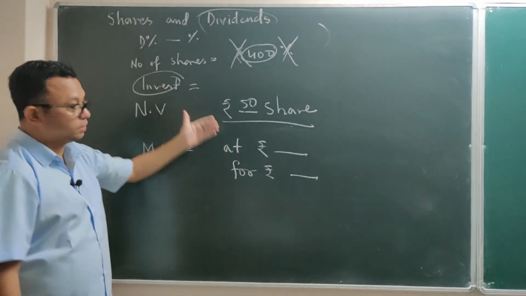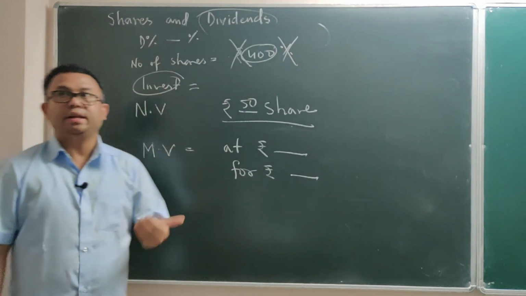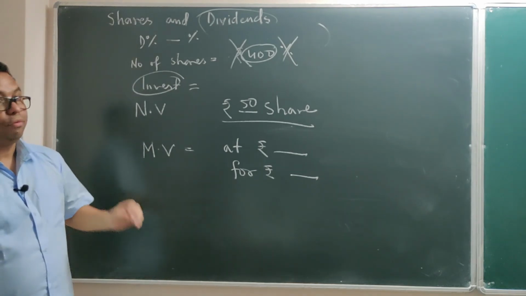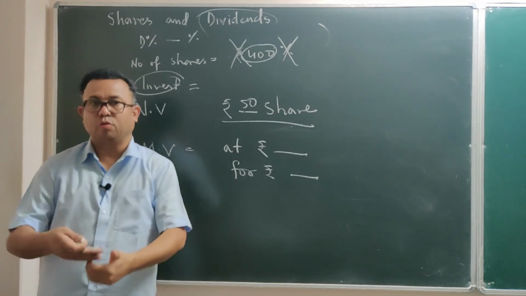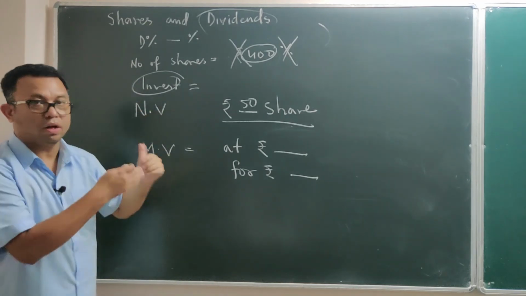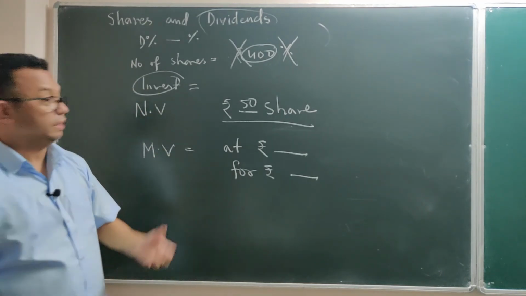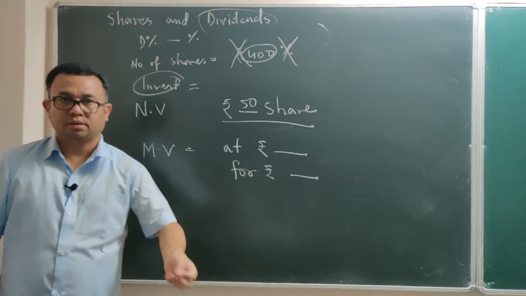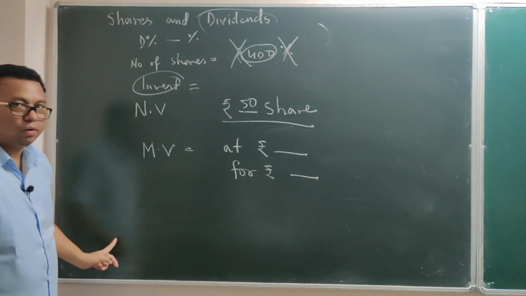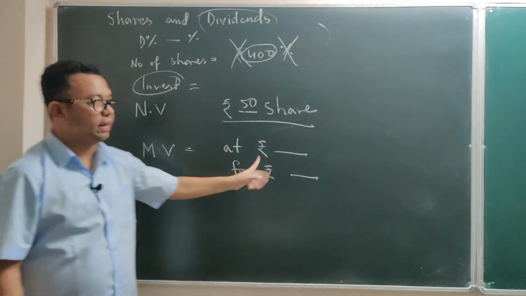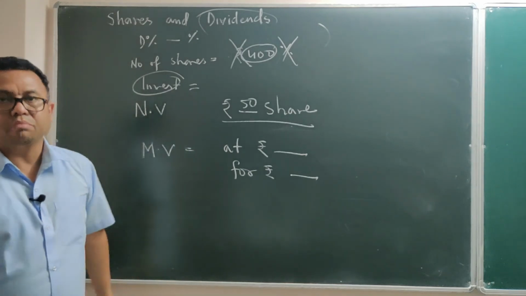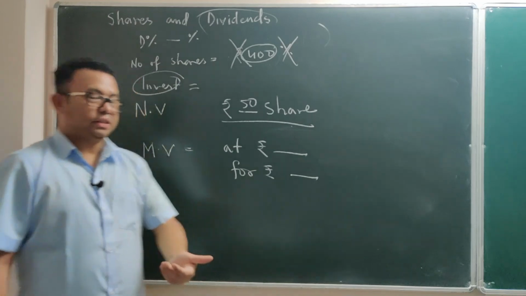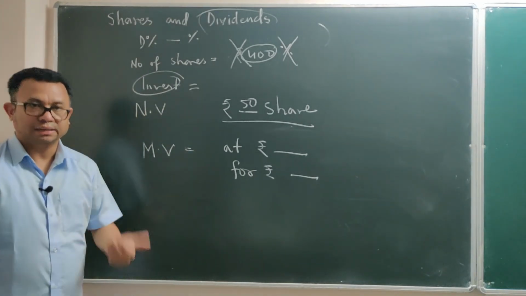These are the terms you will require in your formulas. When you are solving your questions, first write down the numbers given in the question, one by one: what is the nominal value, what is the market value, what is the dividend percent, what is the investment. Then see what is asked in the question, and step by step use the four formulas I have given you. And don't forget, market value sometimes may not be given directly. It may be given in terms of premium or discount. If a premium is given, add it to the nominal value, and if a discount, subtract it from the nominal value.